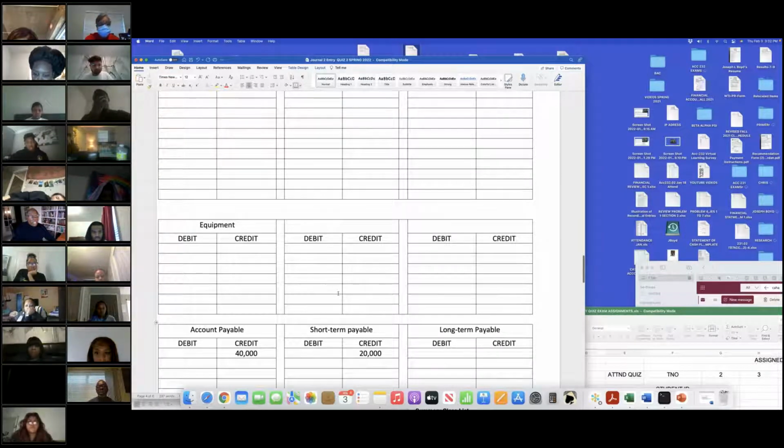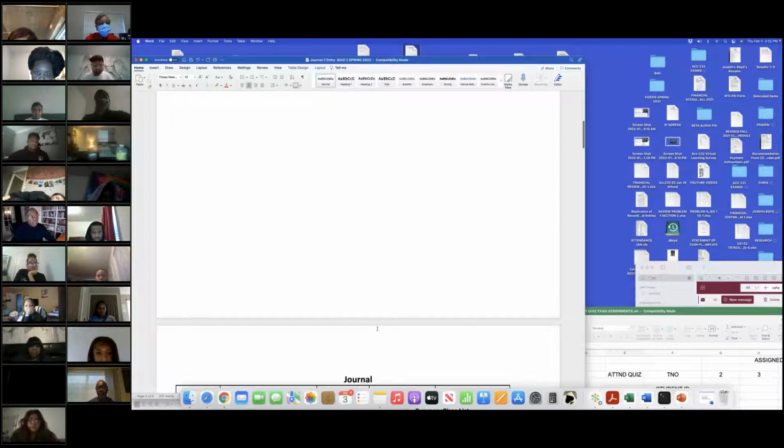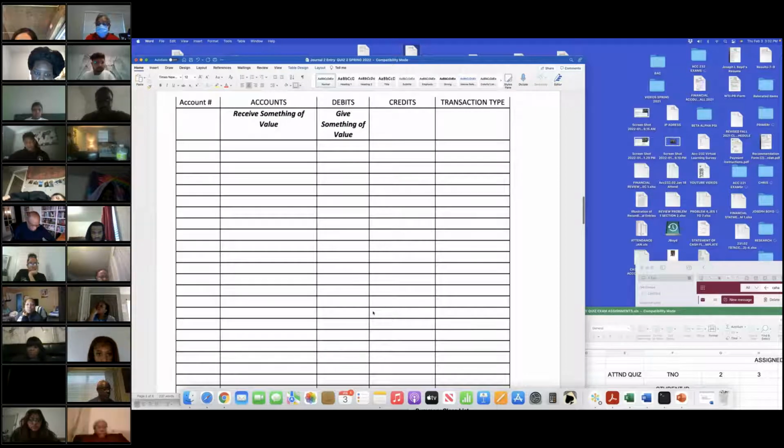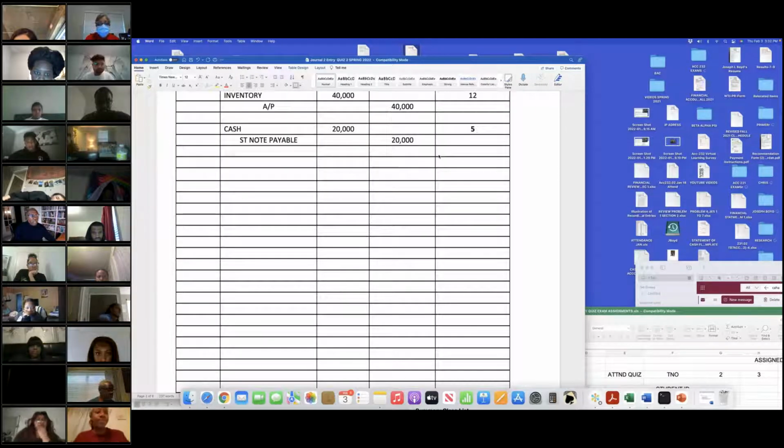The next one, paid dividends in the amount of 10,000. What's our type? Type 10. We're gonna debit dividends, credit cash. And that was 10,000, correct?